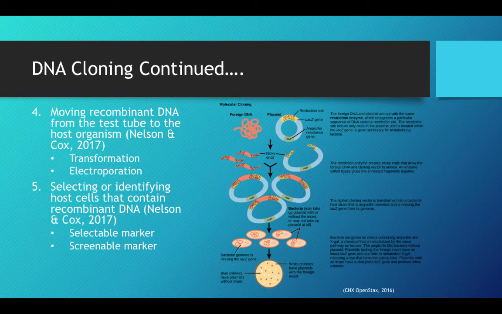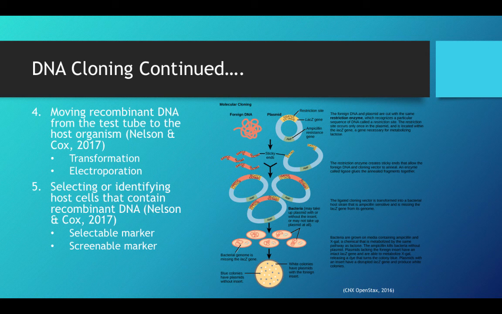The fourth step is to move the recombinant DNA from the test tube to a host organism, so that the DNA is introduced into the host cell so that many copies of recombinant DNA can be made. This is performed by either using transformation, which involves incubating the cells and DNA together, and providing a heat shock, which causes the cells to take up the DNA, or by using electroporation, which involves a high voltage pulse to render the bacterial membrane permeable.